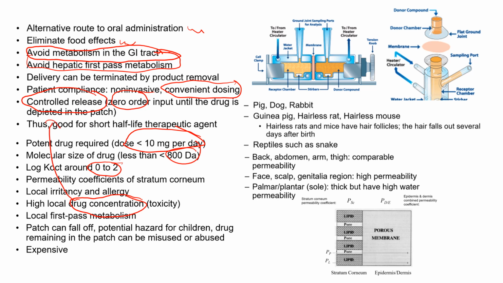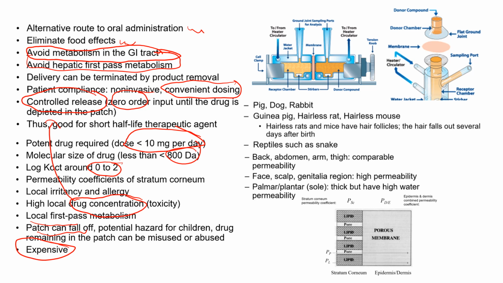Local first pass is pretty minimal. Patch can fall off, pretty minimal. That's patient dependent. Expensive is probably one of the biggest cons, just because it is not easy to formulate one of these. They only work for very certain drugs. They only work for very certain binders. So not great. But now let's talk about how we can kind of test some of these products, right? Because I've talked so much about controlled release and why that's important, but not so much how we would even begin to test that, right?